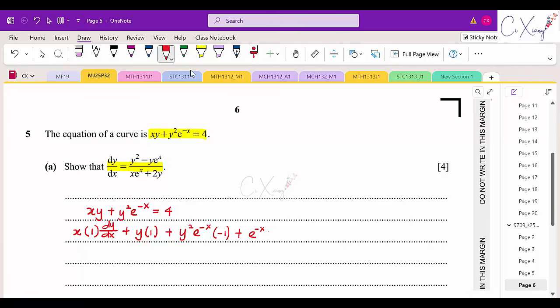So differentiate y squared, you will be getting 2y. And of course, you have to put in dy dx. You are differentiating y with respect to x. Okay, then differentiate a 4, you'll get a 0. Alright, then to get the dy dx, what I need to do is that I group the terms with dy dx together. So I will be having x, then plus 2y e power negative x. And then I move all the terms without the dy dx to the other side. Then I will be having y squared e power negative x, then minus the y.